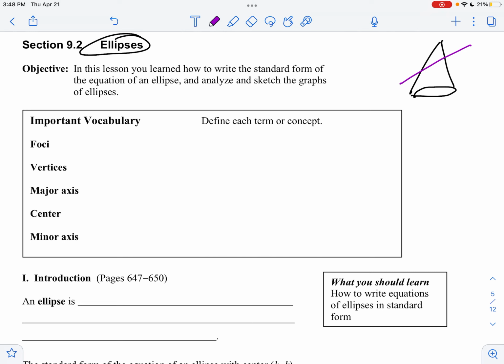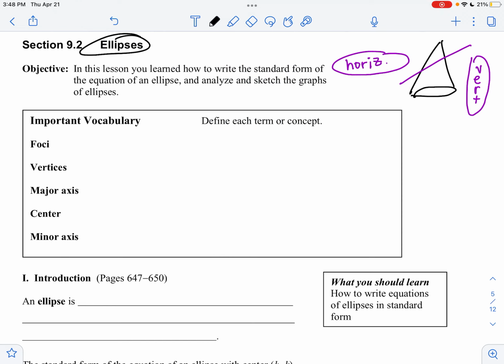If I were to slice it this way with a plane, I would get an ellipse like this, or it could possibly look like a vertical ellipse. Remember, one that's sideways and bigger horizontally is called a horizontal ellipse, and this one's a vertical ellipse. It's going to be important for us to differentiate between those two. So let's go ahead and jump in.